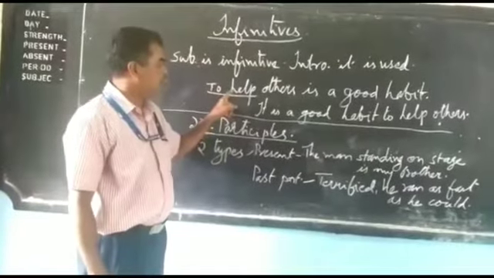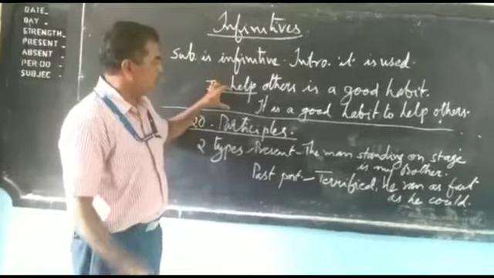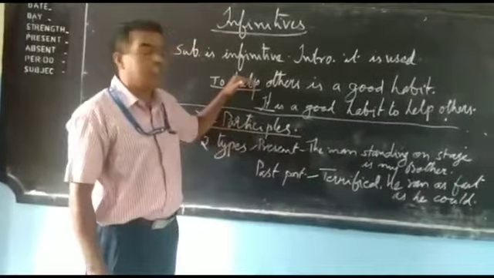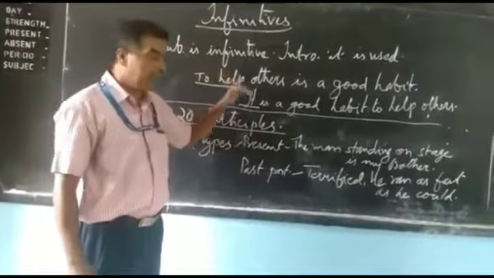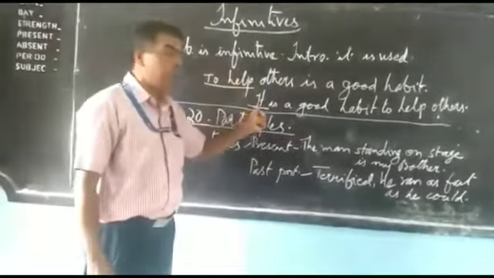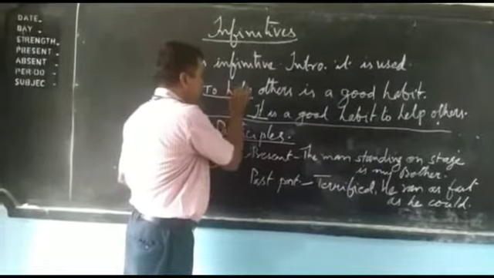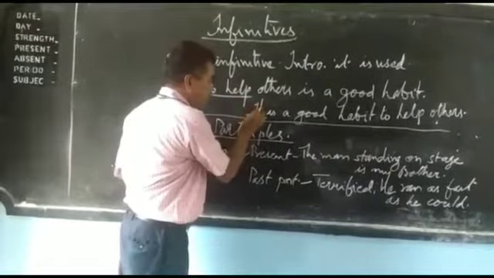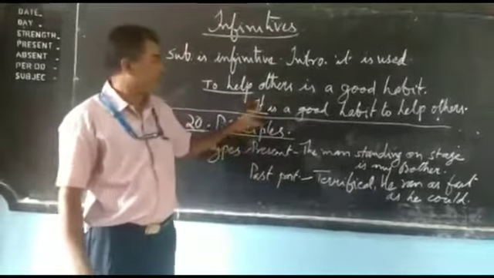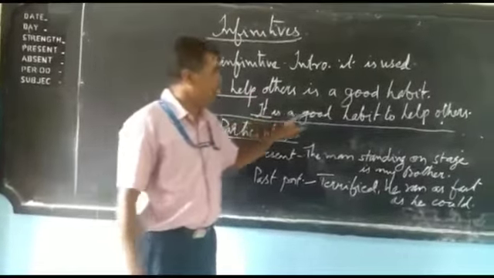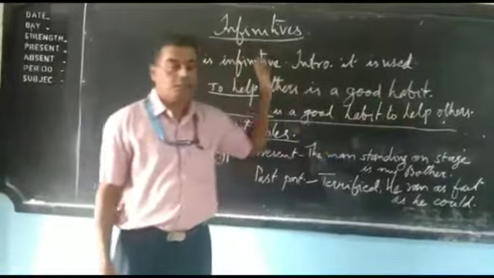Now, better than this, we use the introductory it. This is not wrong, my dear children. It is a conventional usage, or it is always good to use this form. That is, instead of this infinitive "to help", we start our sentences with introductory it. So we have this sentence rewritten in this form: "It is a good habit to help others."